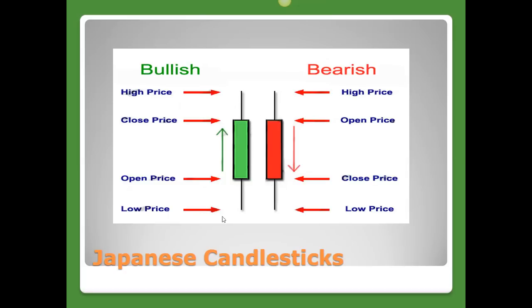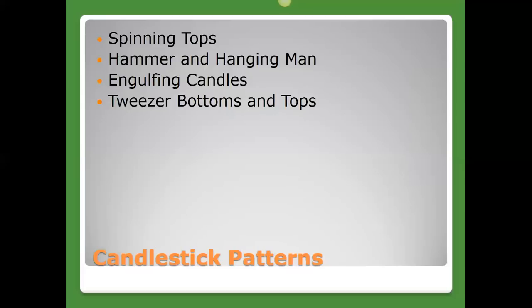So this is just the intro. We'll be getting more into the different candlestick patterns. Some of the patterns that we'll take a look at today will be spinning tops. We'll take a look at hammer and, actually, we won't look at hanging man. We'll take a look at hammer and shooting star. We'll take a look at engulfing candles, bullish and bearish engulfing candles. And then we'll also take a look at tweezer bottoms and tweezer tops.